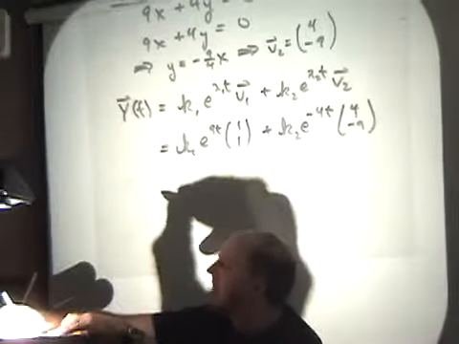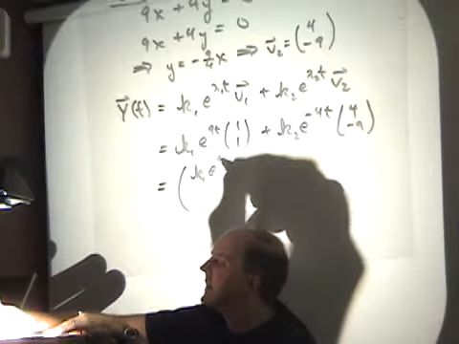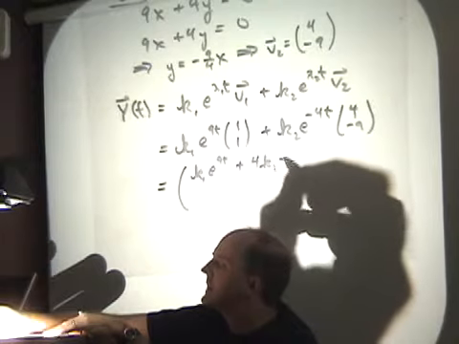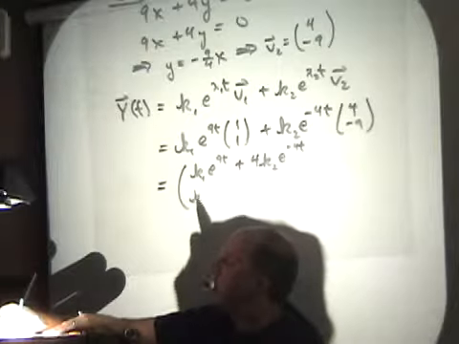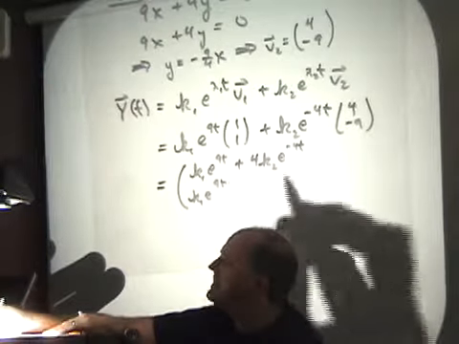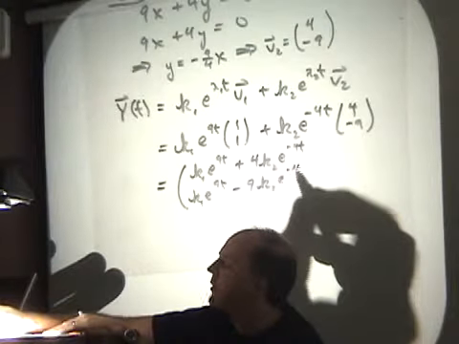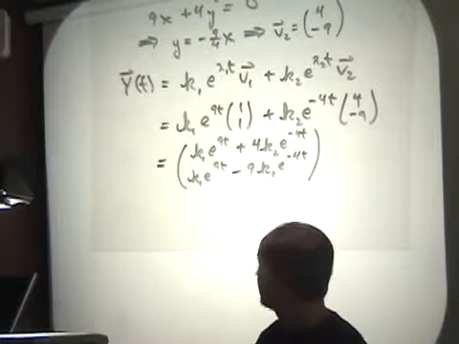And there are lots of different things that I can do with this. I can leave it like that. I can multiply the scalars times the vectors, and then I can add the resulting vectors. So I can also write it like this, as just one single vector: for the first component, k1 e to the 9t times 1 plus 4k2 e to the -4t, and for the second component, k1 e to the 9t times 1 minus 9k2 e to the -4t. So I can write it like that too. You have the freedom of doing that.